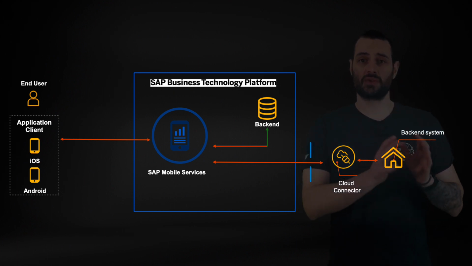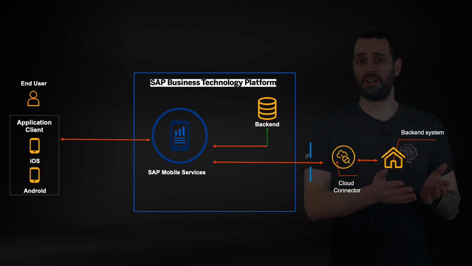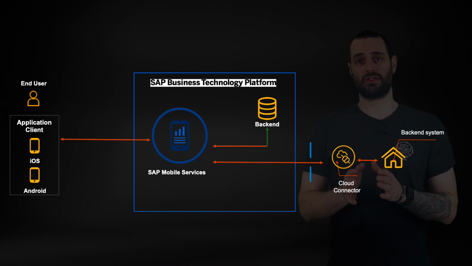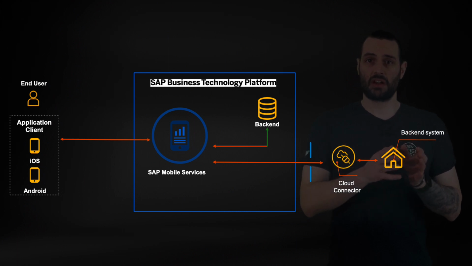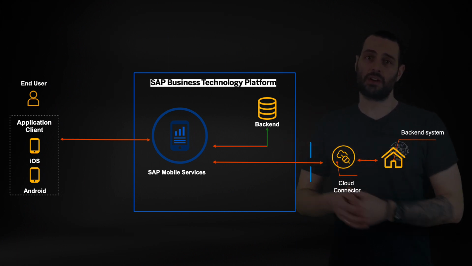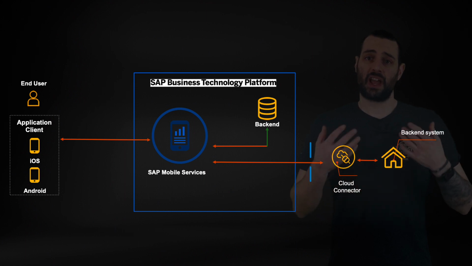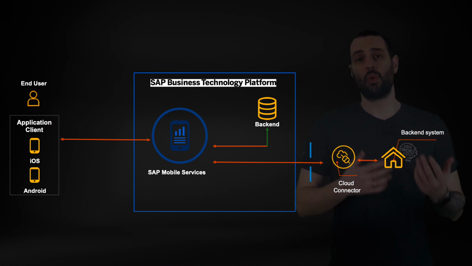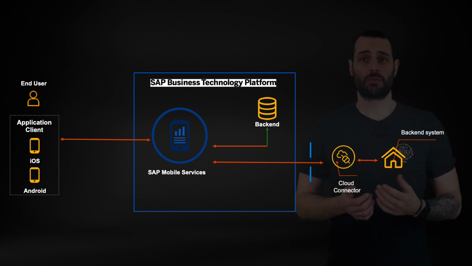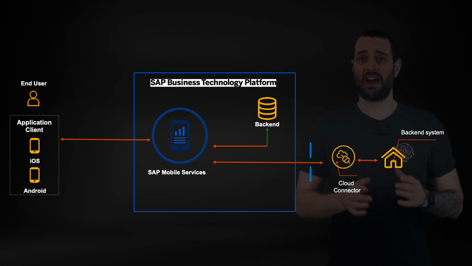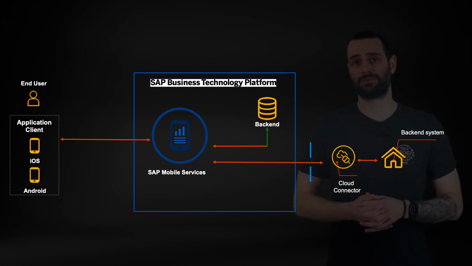We have our end users to the left using our app client either on iOS or Android. The client is connecting to SAP Mobile Services for data exchange, and Mobile Services functions as a middleware routing the requests from the client to one or multiple backends. These backends can be deployed within SAP BTP or on-premise. If the backend is on-premise, a Cloud Connector instance most often needs to be installed for propagating the user's credentials and allowing access to the on-premise backend.